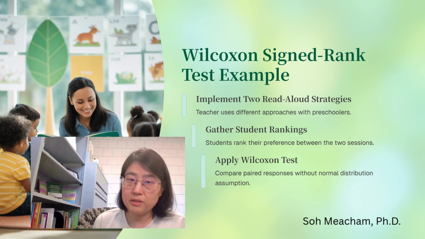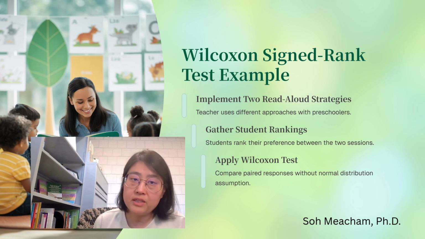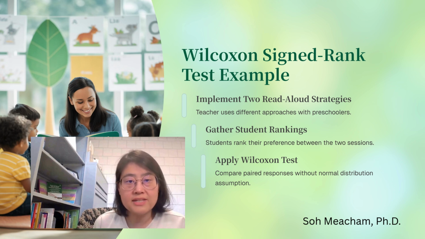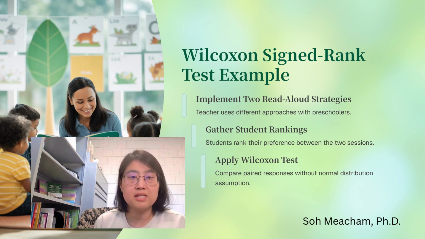Let's consider an example from early childhood education. Suppose a preschool teacher is implementing 2 different picture book read-aloud strategies and wants to see if one approach is preferred over the other. The teacher might ask each student to rank the sessions. Because the data are ordinal and the group is small, the Wilcoxon signed-rank test would be a good fit. It allows the teacher to compare paired responses without assuming a normal distribution.